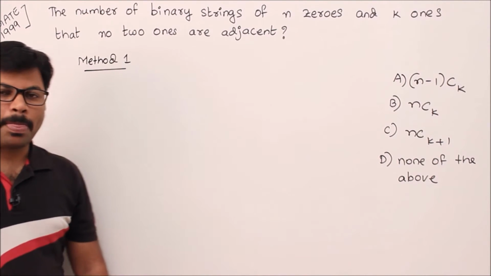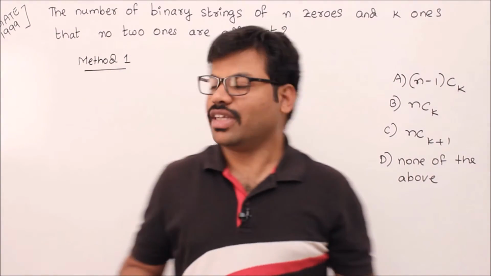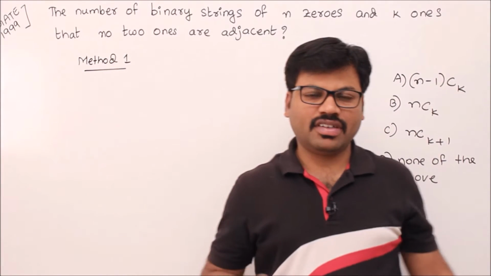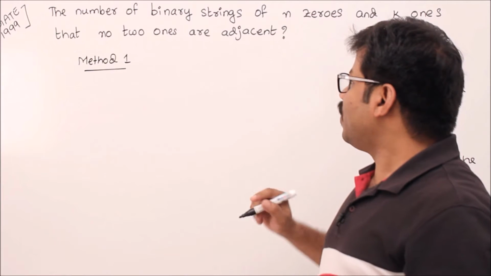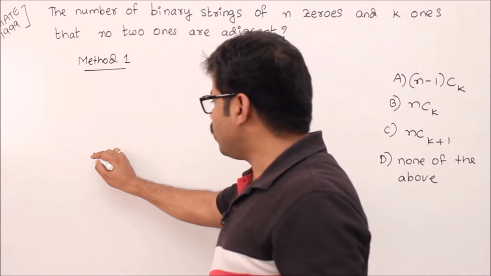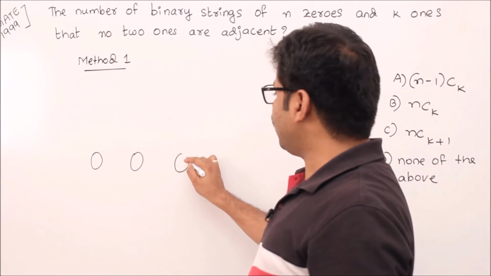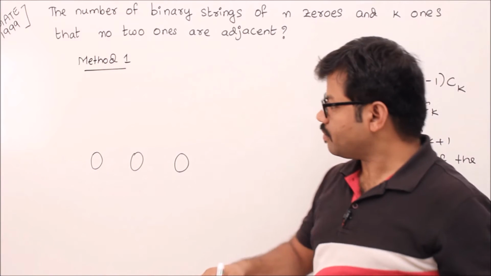Let's see a problem. The number of binary strings of n zeros and k ones so that no two ones are adjacent. It was asked in the 1999 paper. We'll see how to solve it. Since no two ones are adjacent, I keep the zeros in a line first, for example, let's take 3 zeros. I will tell you a method. So let's call it method 1.